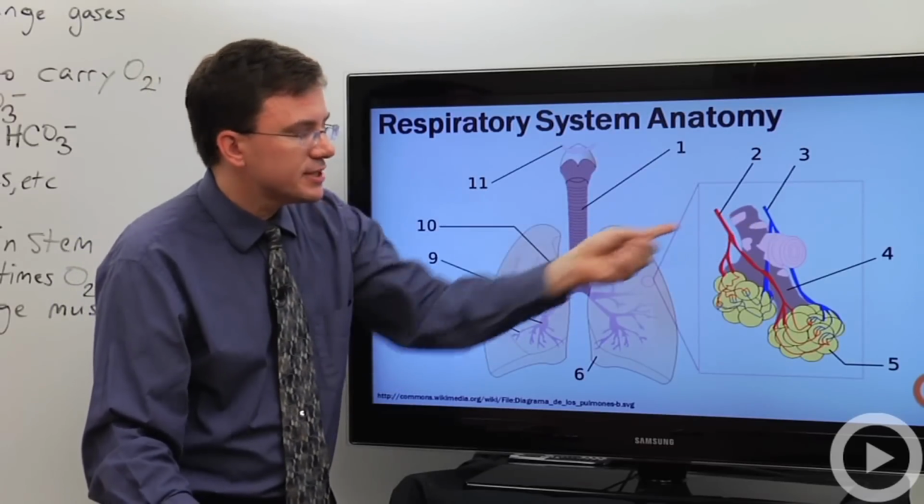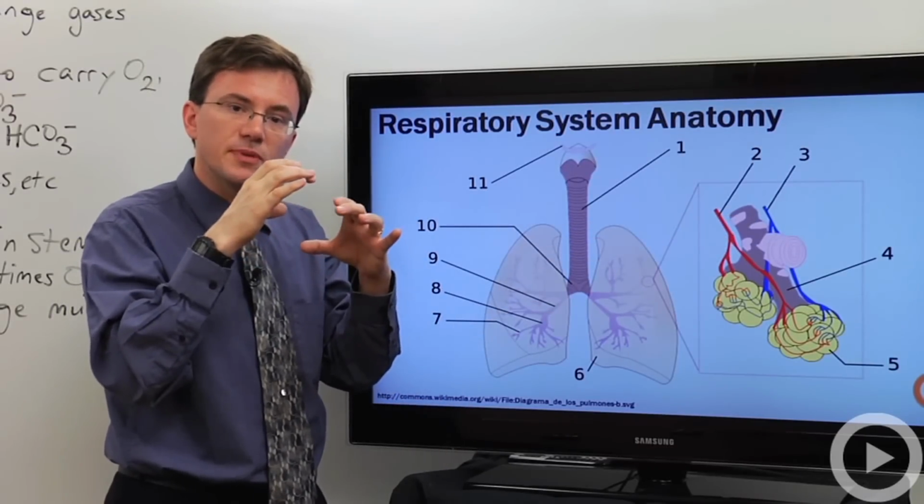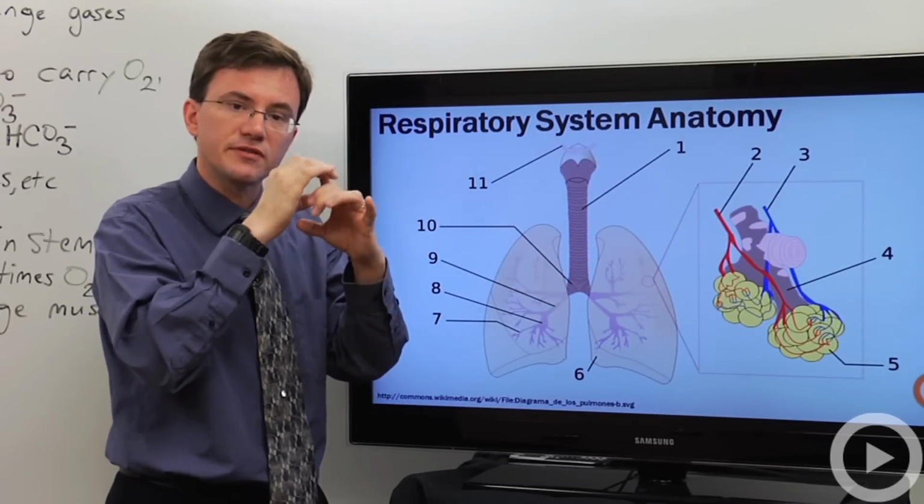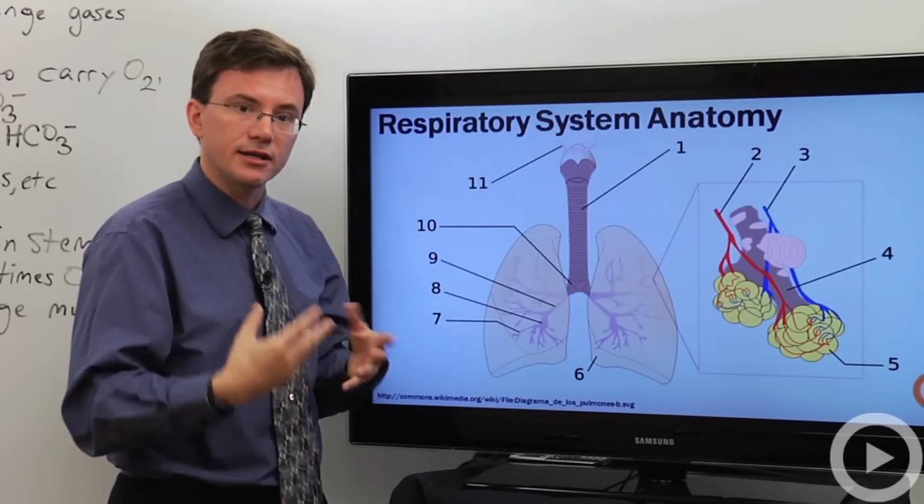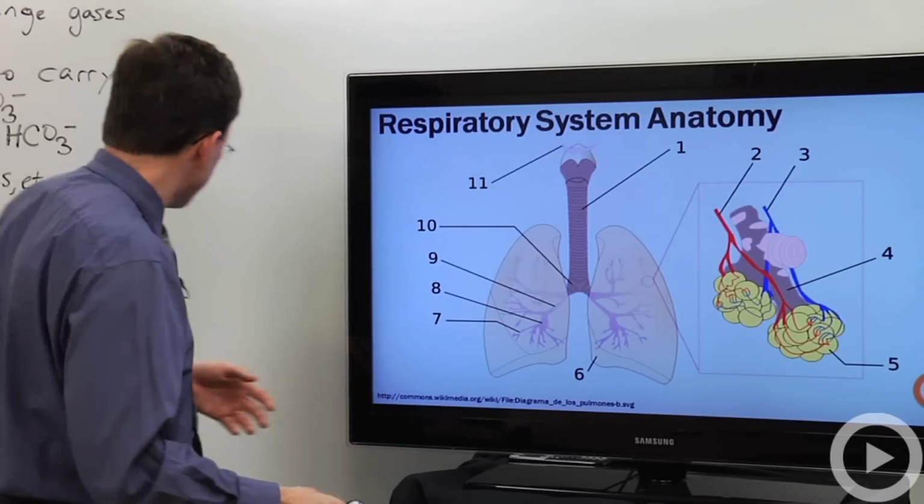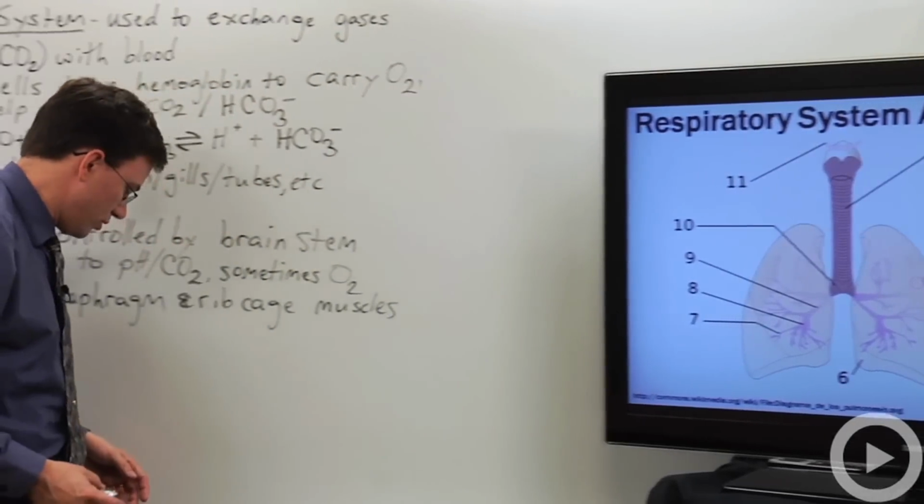Now, these little red things here, those are muscles. And what those muscles do, they're smooth muscles or visceral muscles, and they can open and close to increase or decrease the amount of air that you're inhaling and exhaling every moment. Now, let's take a look at how inhalation and exhalation works.